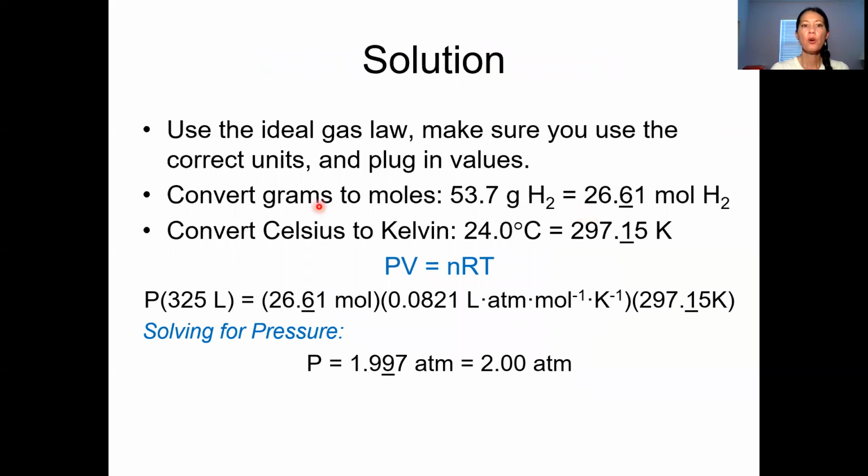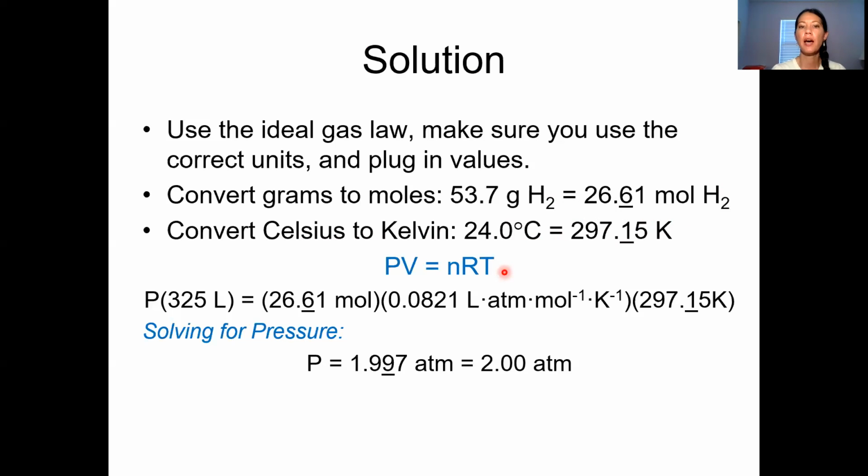Okay, so converting grams to moles, you basically divide the 53.7 grams of H2 by 2.016, which is the molar mass of H2. In that molar mass, I've already incorporated the two H's, so its molar mass is always to 1 mole, and I get 26.61 moles of H2. Then go and convert Celsius to Kelvin, 24.0 degrees C, add 273.15 to get 297.15 Kelvin.